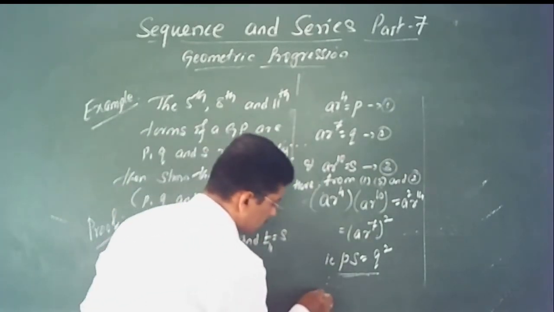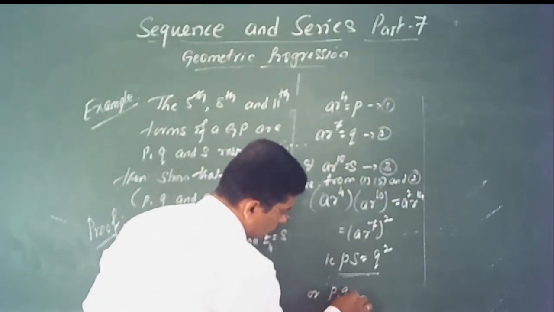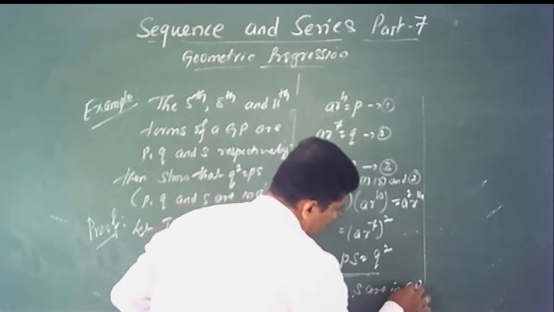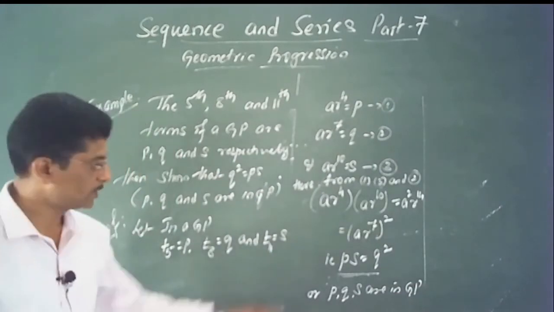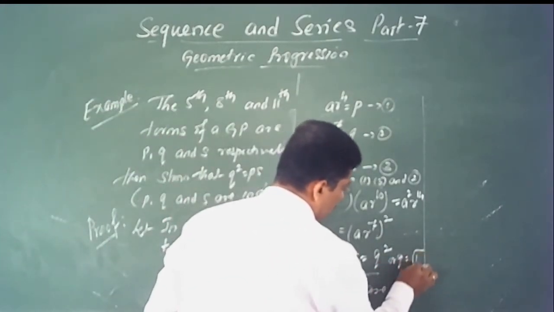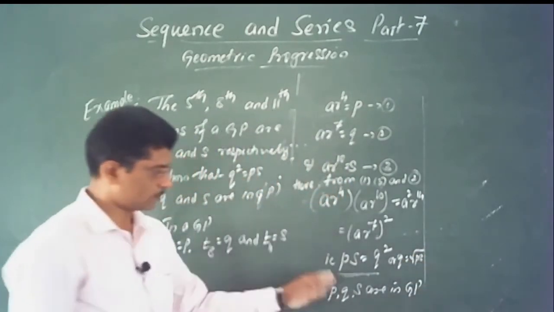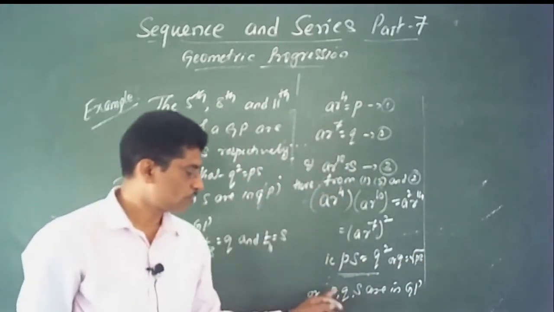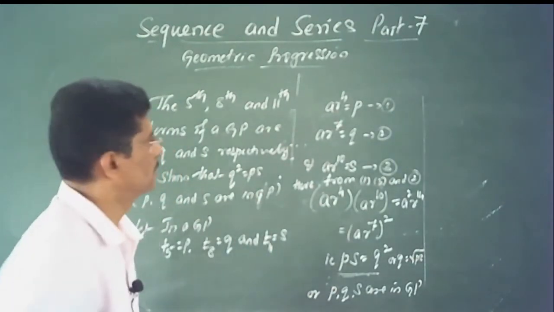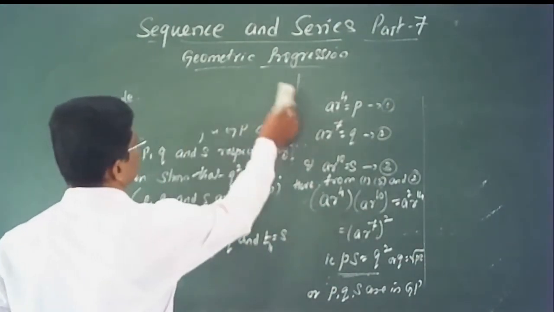Or you can say that P, Q and S are in GP. It means Q is equal to root of PS. Therefore, Q is the geometric mean between P and S. It's clear?